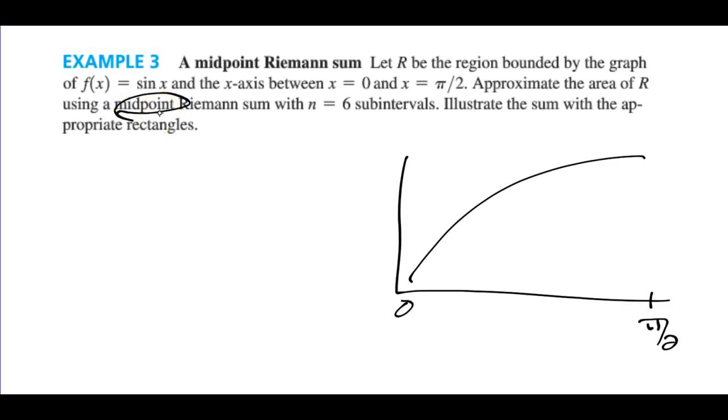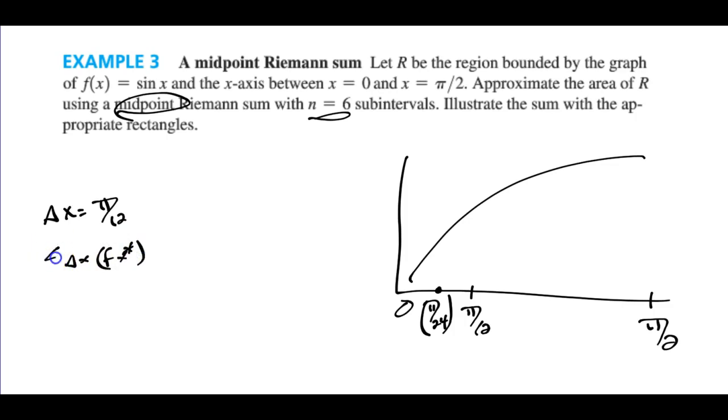And so I have the same interval, I believe, 6 subintervals. So I believe my delta x is still staying pi over 12. But I'm not going to grab pi over 12. I'm grabbing the midpoint of pi over 12, which is pi divided by 24. So the sum of delta x f of x star, and of course I can just pop out delta x because it's a constant, would be the pi over 12 times the sine.